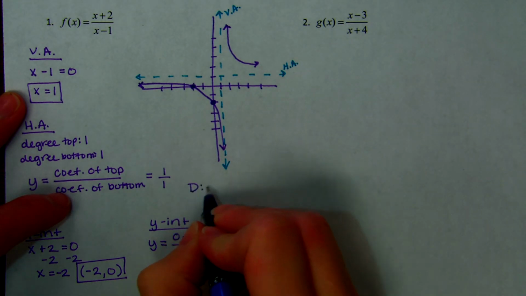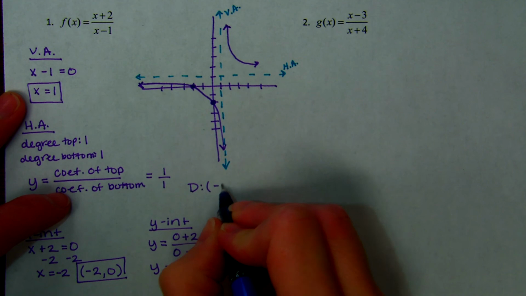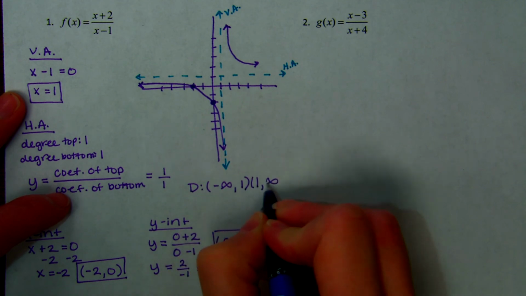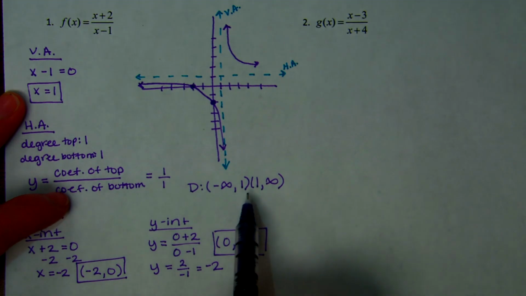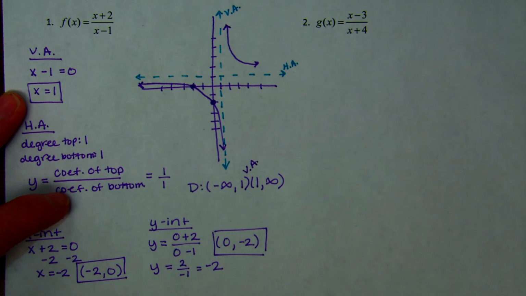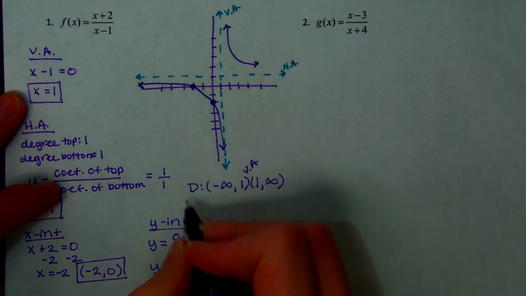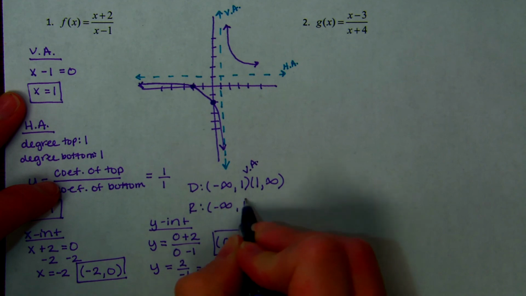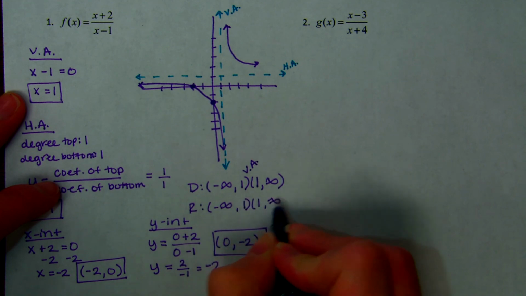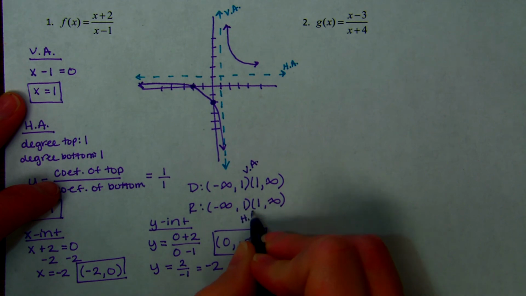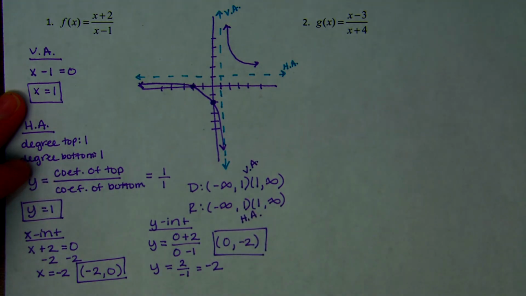The domain for this function is negative infinity to 1, and then 1 to infinity. That 1 is where our vertical asymptote is. That's where that vertical asymptote happens, right there. And so we have a break in our domain. And our range is negative infinity to 1, and then 1 to infinity as well. And that one is from the horizontal asymptote. Those will not always be the same. It just worked out the same with this problem.